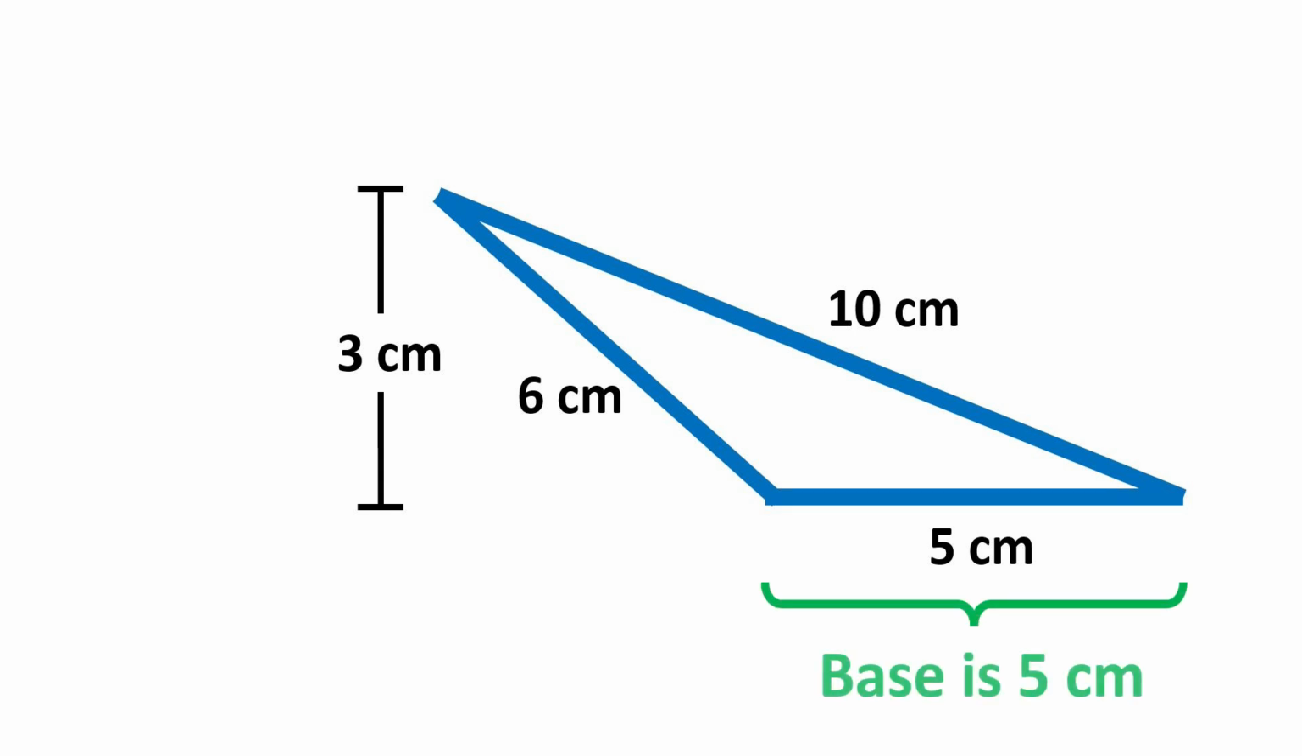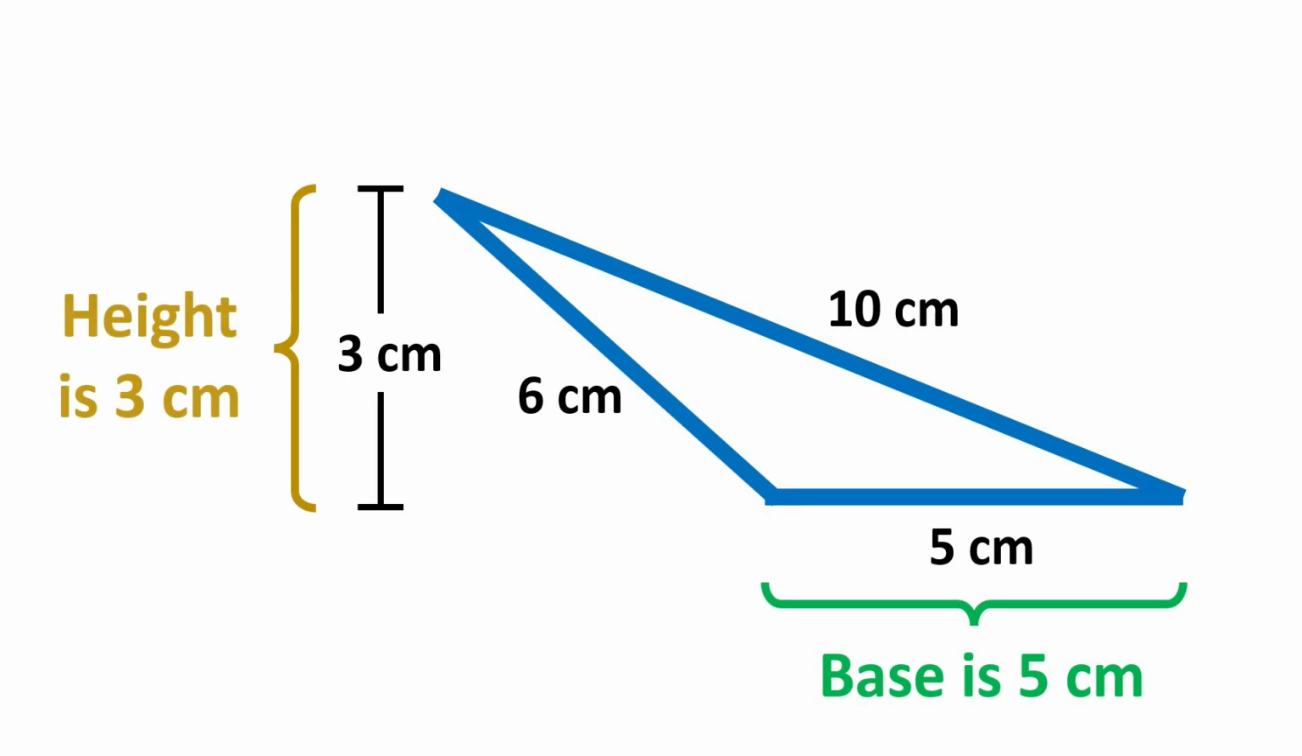The base is the horizontal line that's part of the triangle. In this case, it's 5 centimeters. The height is the vertical distance from the horizontal line to the top vertex. The word vertex refers to one of the corners on a triangle. In this case, the height is 3 centimeters. Please note that in some cases, such as this triangle, the height might not be one of the sides of the triangle. Let's use this formula on this triangular piece of plywood.